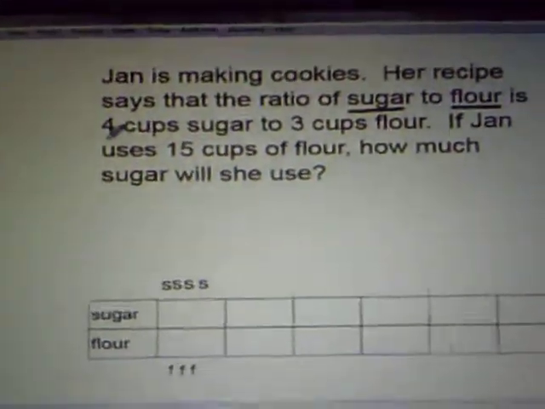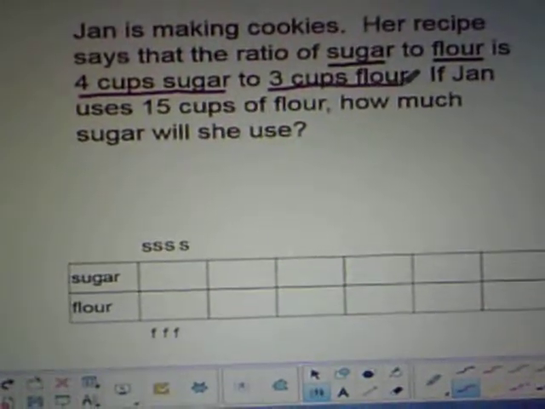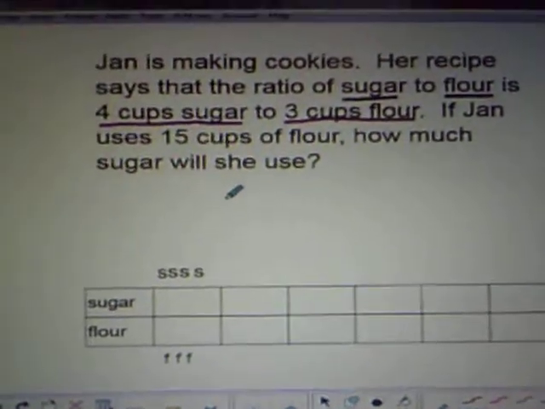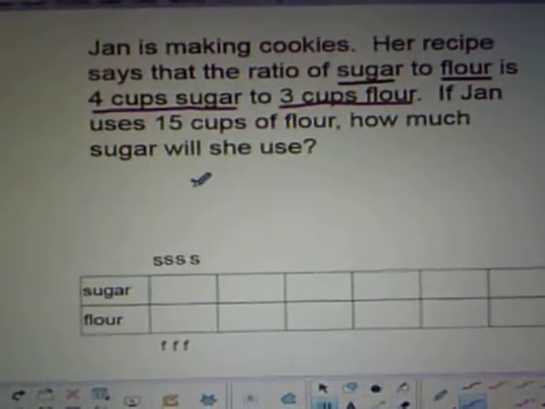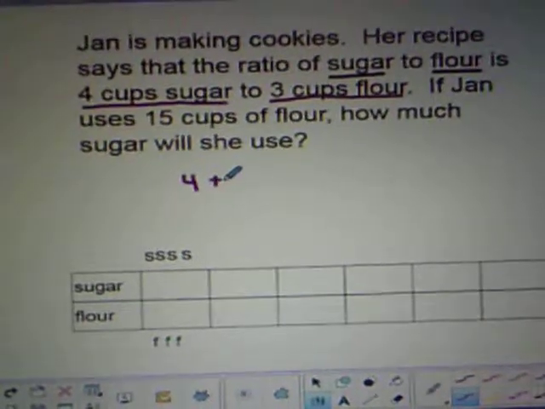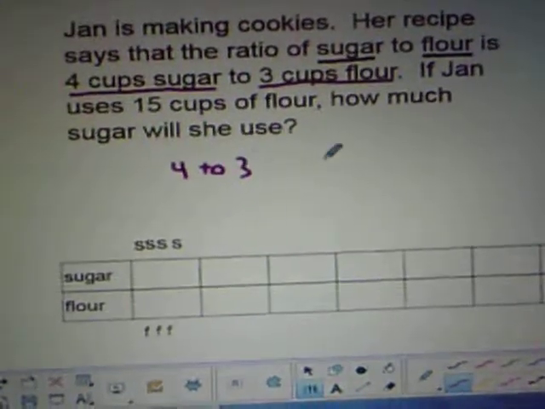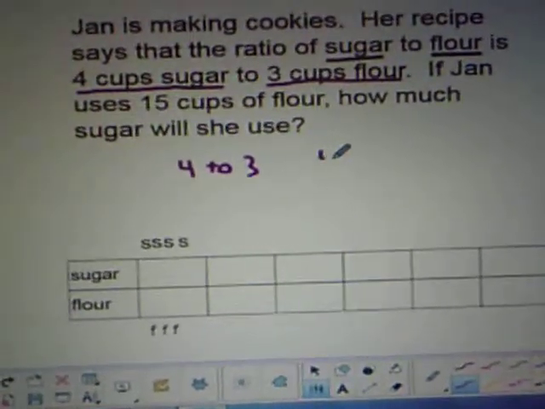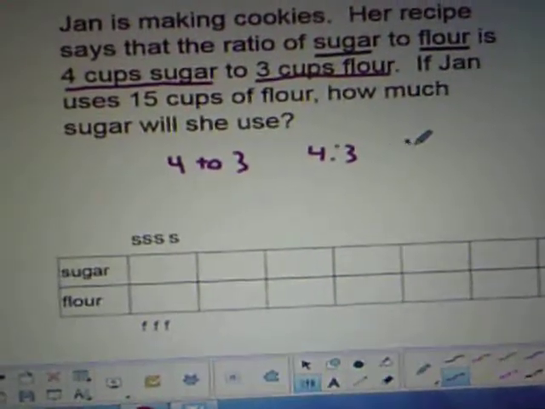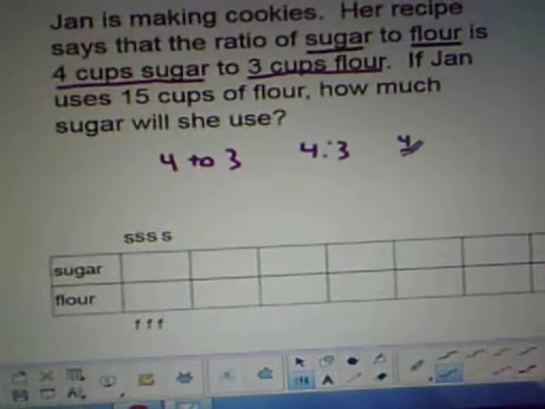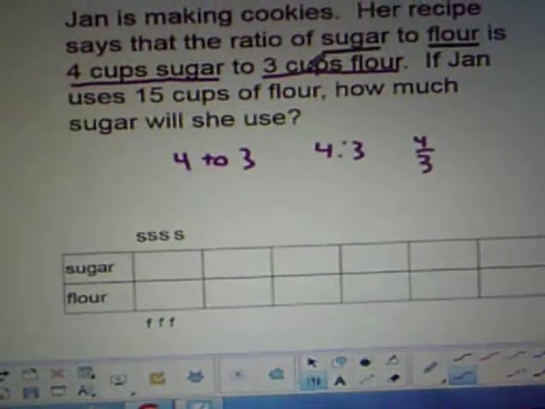Then the problem continues on to give us some numbers. The recipe says 4 cups of sugar to 3 cups of flour. So our ratio of sugar, of course sugar first, sugar to flour is 4 to 3. 4 cups sugar to 3 cups flour. Remember, a ratio can be written 3 ways. It can be written like this, or as a fraction, 4 to 3. Okay? So all these represent the ratio of sugar to flour from this problem.